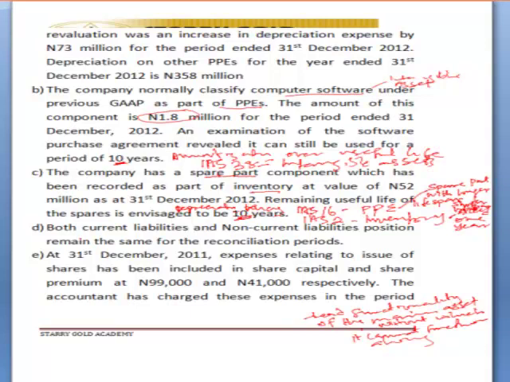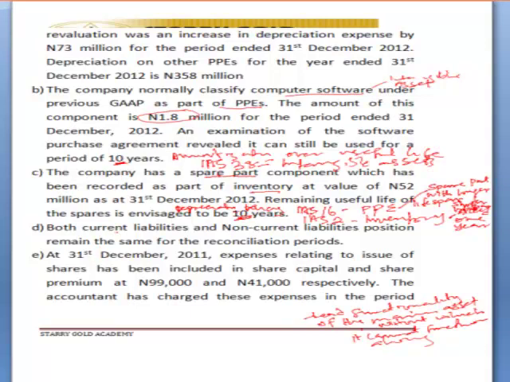Now, on part D, both current liabilities and non-current liability positions remain the same for the reconciliation period. So it means no adjustment affects your current liability and your non-current liability. Then we also look at E.